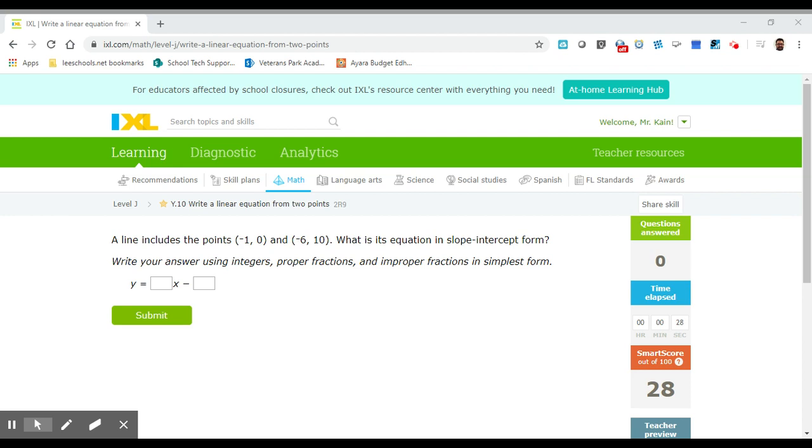Okay, we're looking at the second level now of write a linear equation from 2 points. This is a 2R9. We're dealing with negatives. It seems how they increase the difficulty level. So if you saw the first video on this, we're going to start off by writing our equation of a line, which is y equals mx plus b.